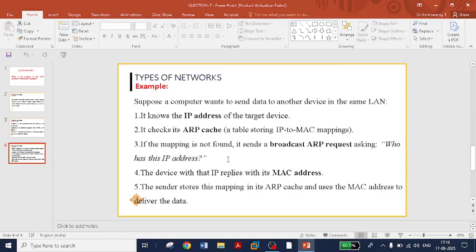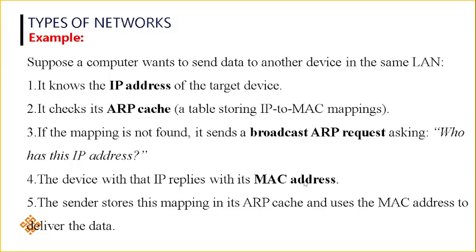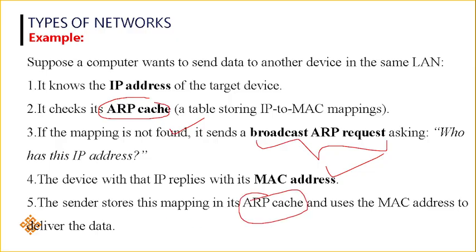So what happens here? If system 1 wants to transfer data to system 2, system 1 will check the ARP table. If the mapping is not found in the ARP table, then what will system 1 do? It will broadcast the ARP request asking who has this IP address. Then system 2 will respond with its MAC address. That MAC address will now be stored in the ARP table of system 1.